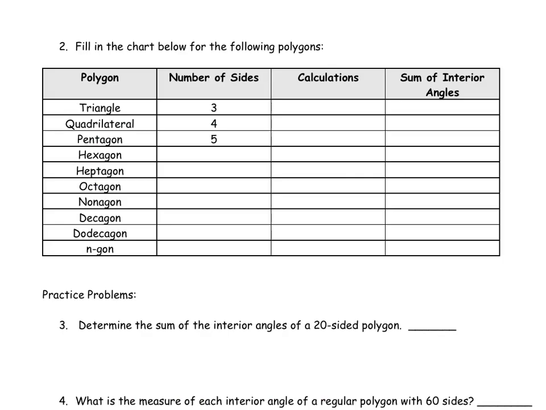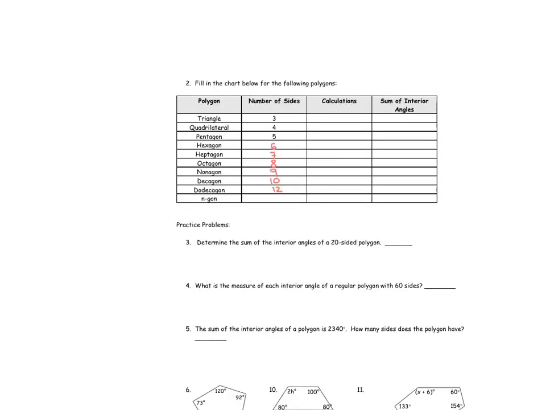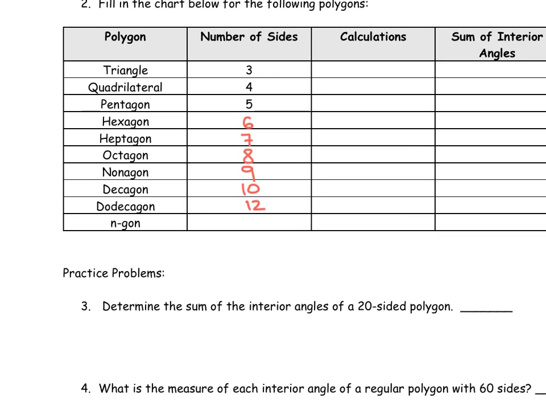Now let's move on to this chart. If I have a triangle, that means it has 3 sides. Quadrilateral, that's 4. Pentagon, that's 5. Hexagon, that's 6. Heptagon, that's 7. Octagon, that's 8. Nonagon, that's 9. Decagon, that's 10. And dodecagon is 12. They missed the 11, and the 11 is called undecagon.